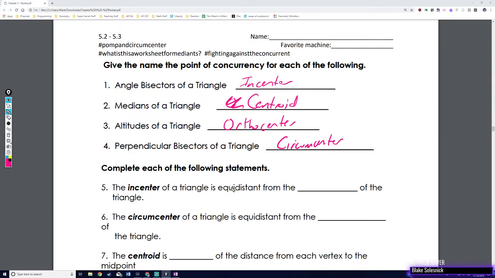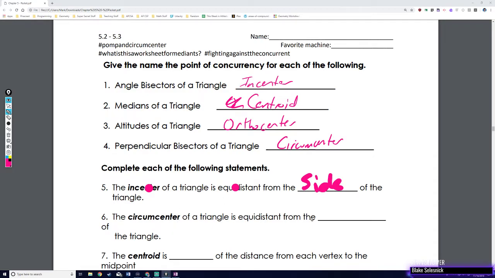The incenter is equal distance. Again, remember the incenter is angle bisectors, okay? But the angle bisectors are equidistant from the sides. Again, they're not equidistant from the angles. The angles are being bisected by the angle bisectors, but the actual incenter is equidistant from the sides. So it's kind of a reverse thing.